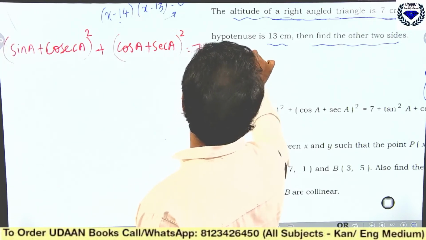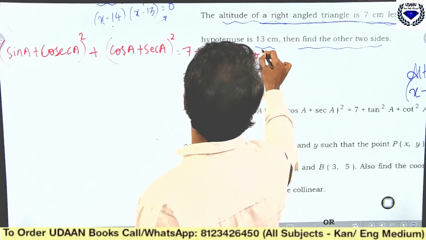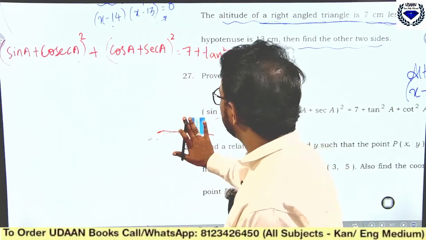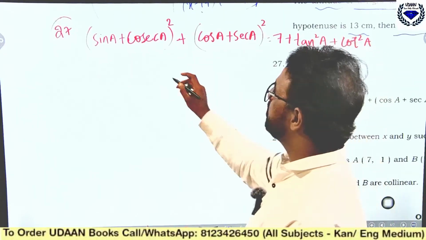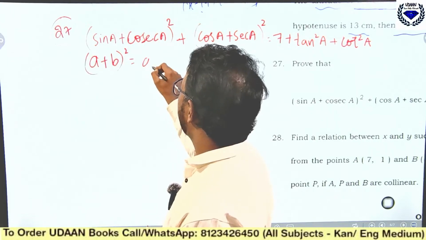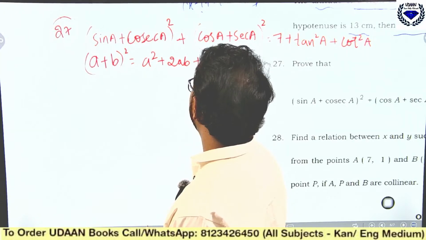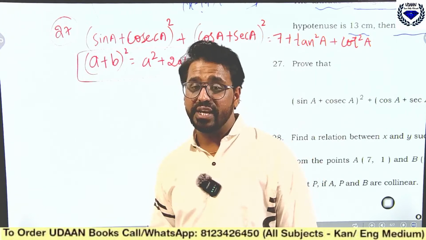7 plus tan square A plus cot square A. You should prove this one. Okay. Now, tell me how to do this. In order to solve this one, you should use one formula, that is (A plus B) the whole square. Which formula is it? (A plus B) the whole square is A square plus 2AB plus B square. This formula you use, and within no time you will get the answer.